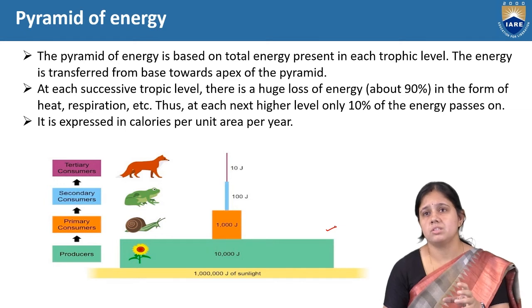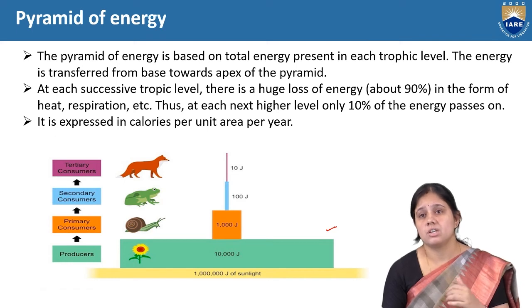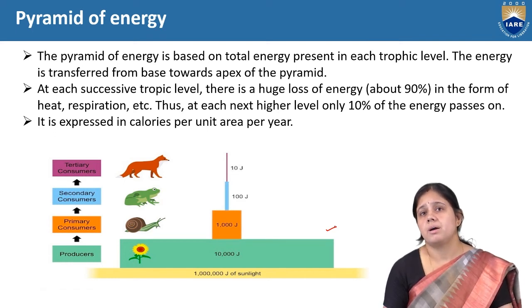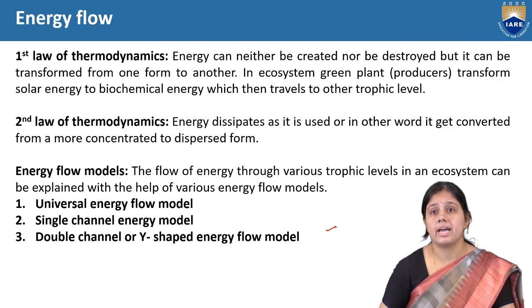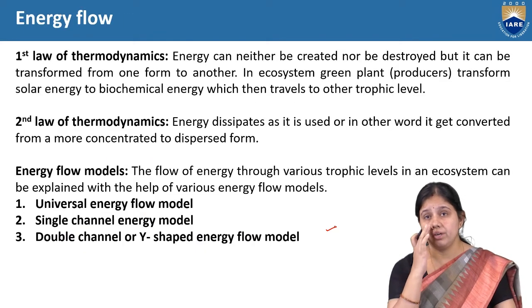This pyramid of energy is connected with the flow of energy in an ecosystem, like the food web and food chain. We have also studied that energy is passed from one trophic level to the next trophic level. This is called the pyramid of energy. Now come to the energy flow in an ecosystem.